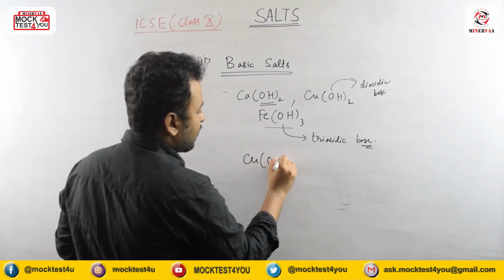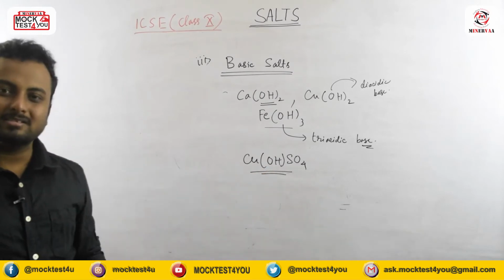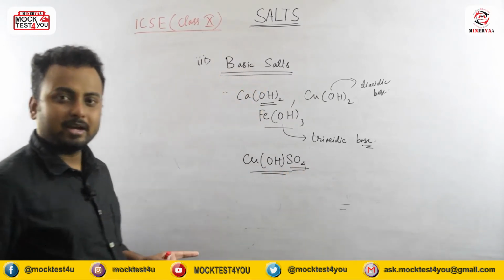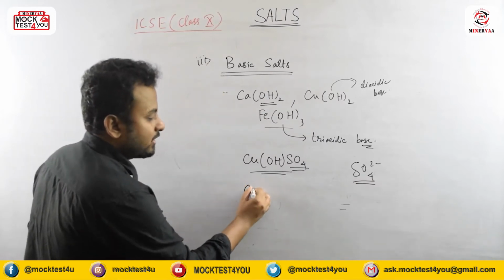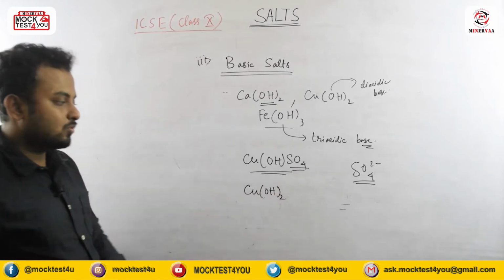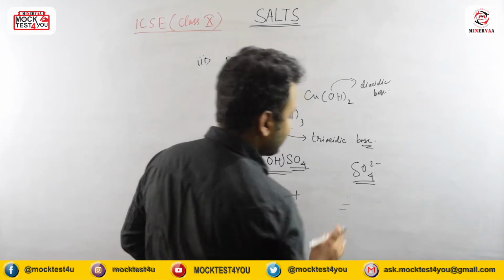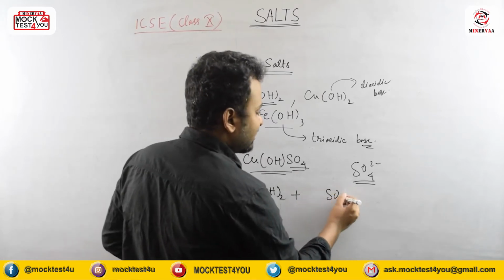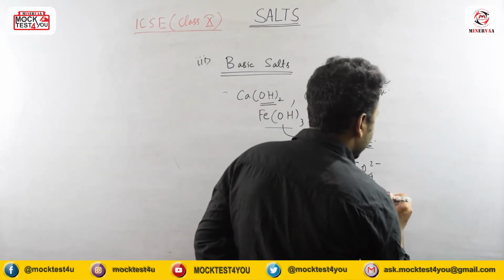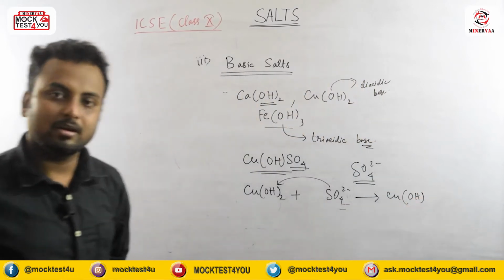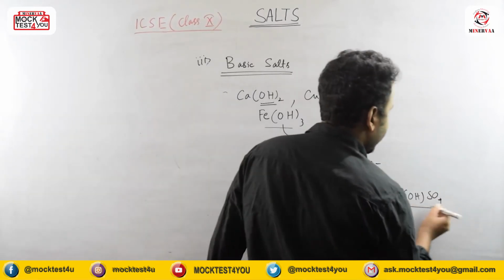That is Cu(OH)SO4. This is a basic salt. Only one OH minus is replaced by SO4, and SO4 2 minus is the acidic radical. Previously we had Cu(OH)2, so 2 OH were present. We are adding an acid where the acidic radical replaces only one OH. If it replaces only one OH, then one OH will be left in the salt, and this acidic radical has replaced that one OH. So we are getting a basic salt.